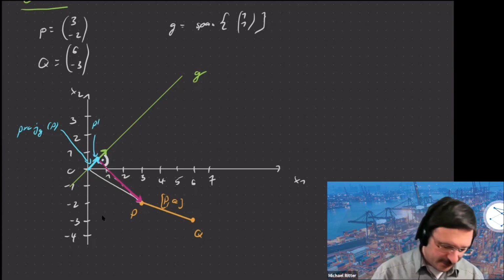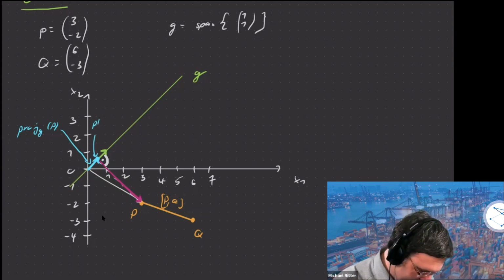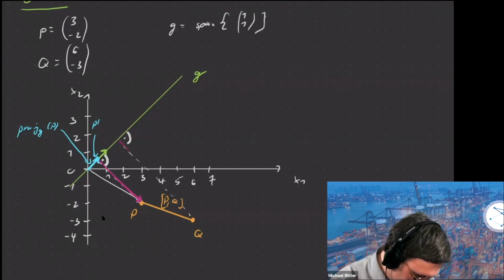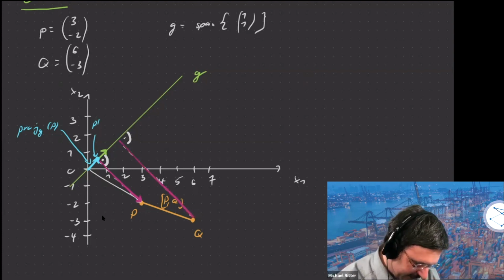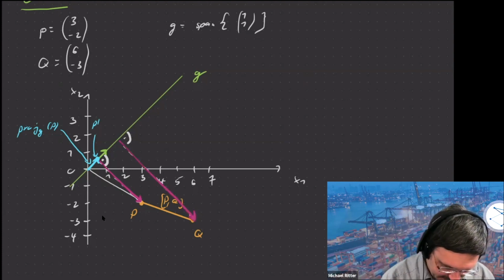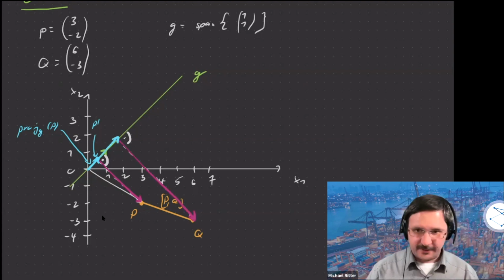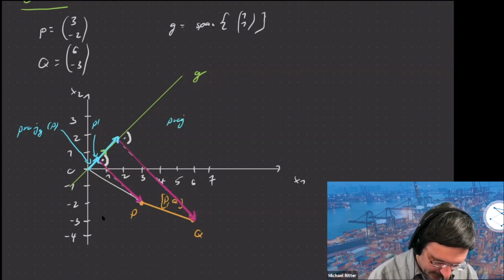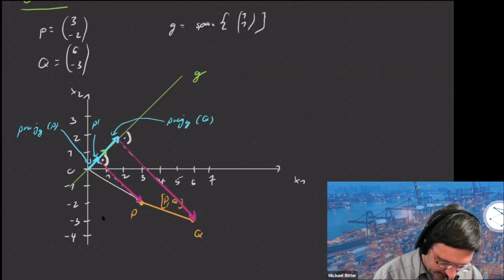And we can do the same thing for Q. And again, what that would roughly mean is we need this line here, again, orthogonal to G. And then the decomposition would look like this. So this is the orthogonal part. And this here is the part parallel to G. So that would be the projection onto G of the point Q. And we call that Q prime. So this here is the point Q prime.